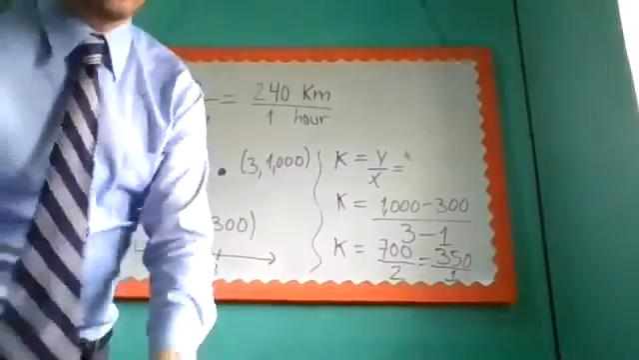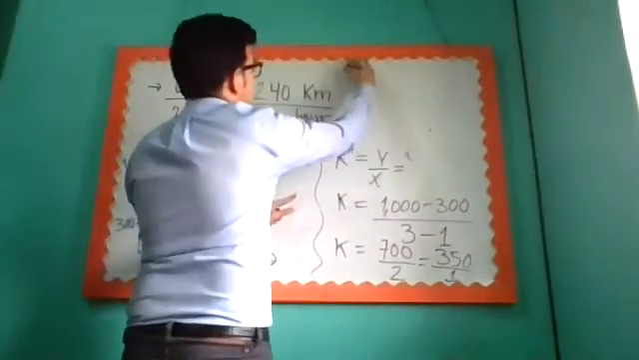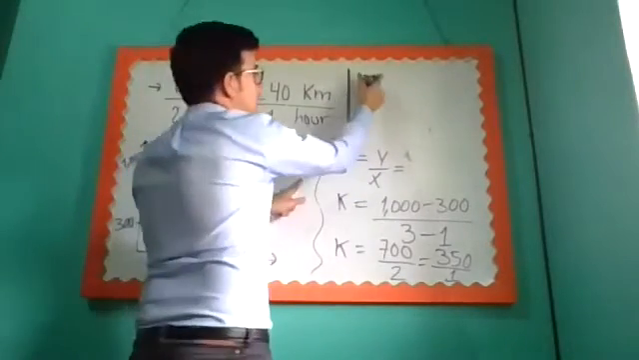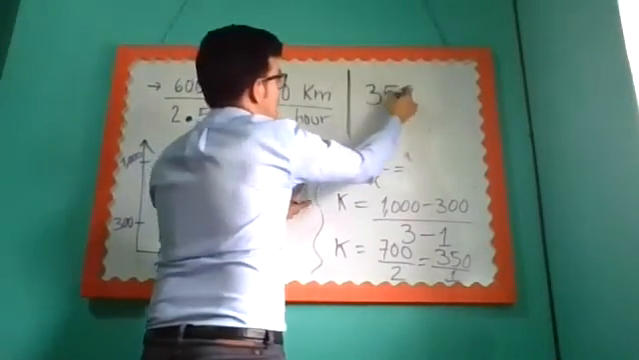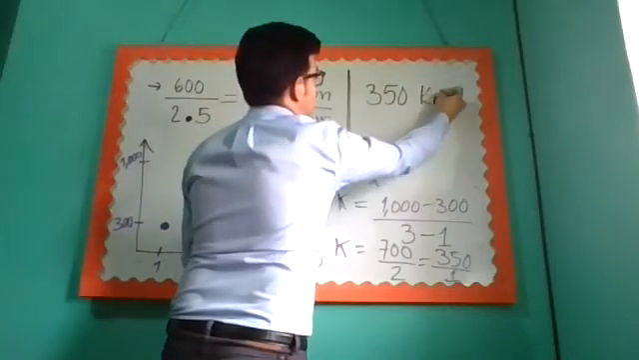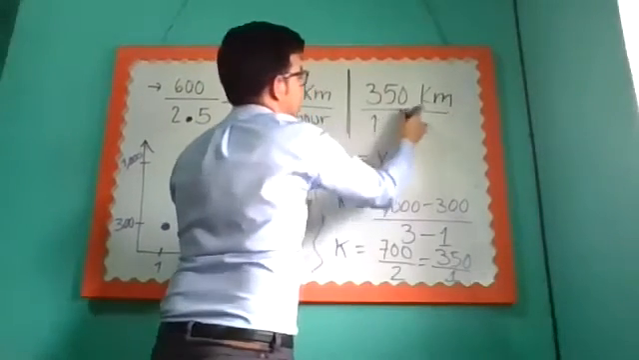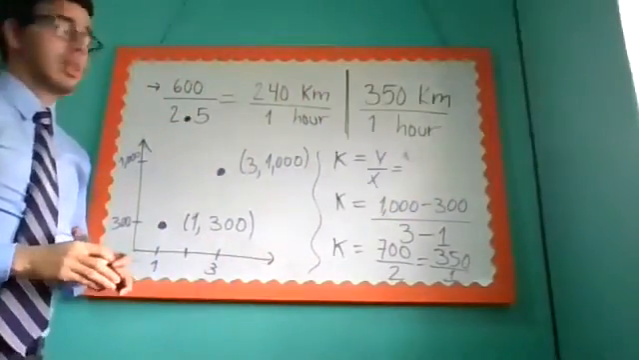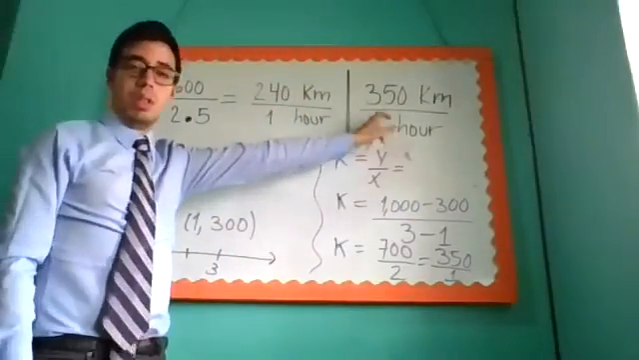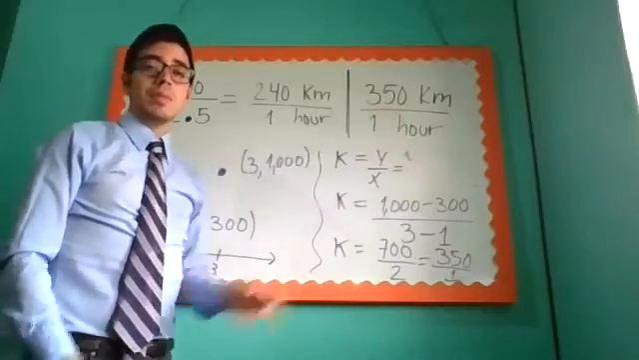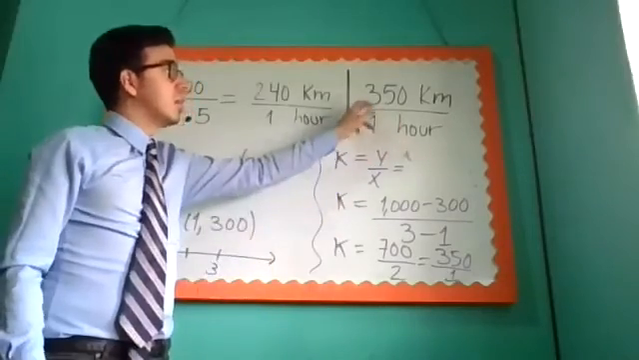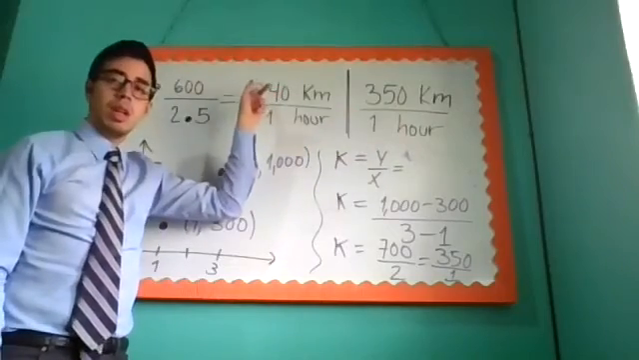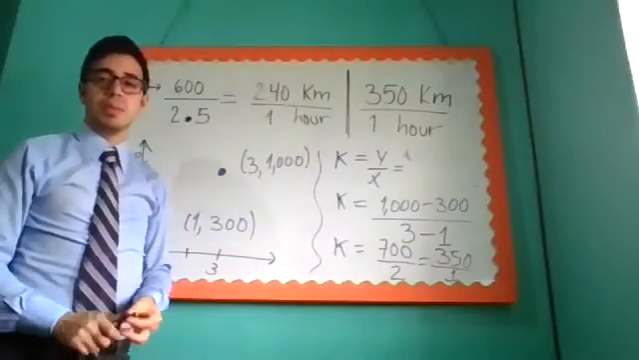So we can compare in here. This is the United States train, and this is the Japan train. 350 kilometers in 1 hour. So which one of these is the fastest? The Japan train. So the Japan train represented on the graph is the fastest because it moves 350 in just 1 hour, and this only moves 240.